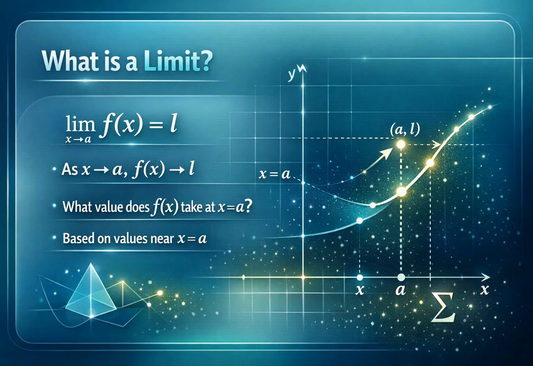What exactly is a limit? We write limit as x approaches a of f of x equals L. This means as x gets closer and closer to a, the values of f of x get closer and closer to L. The limit represents the value f of x should take at x equals a, based on its behavior near a. The function may or may not actually be defined at x equals a.